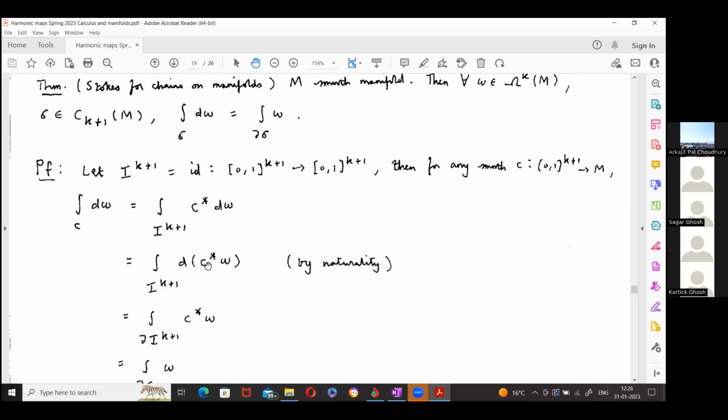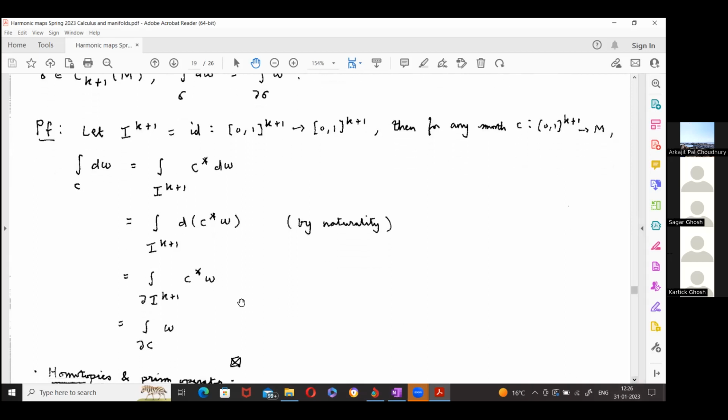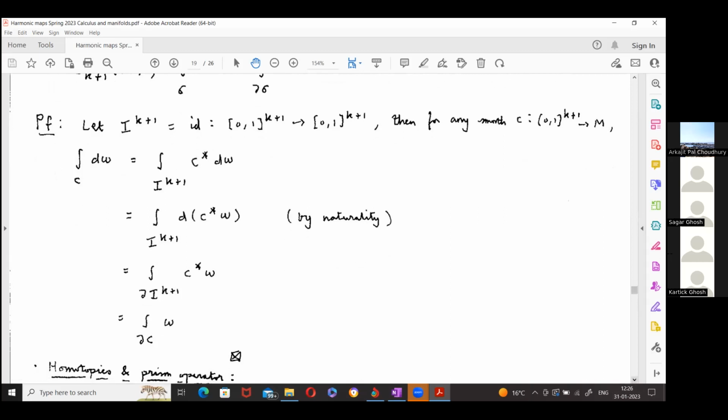So by Stokes' theorem for chains in R^n, this becomes the integral over the boundary of I^{k+1} of c star omega. And this, by the definition of the integral, it's easy to see, is equal to the integral of omega over the boundary of c. Okay, so that gives you Stokes' theorem for chains in manifolds. It just follows from Stokes' theorem for chains in R^n and naturality of the exterior derivative. Any questions?